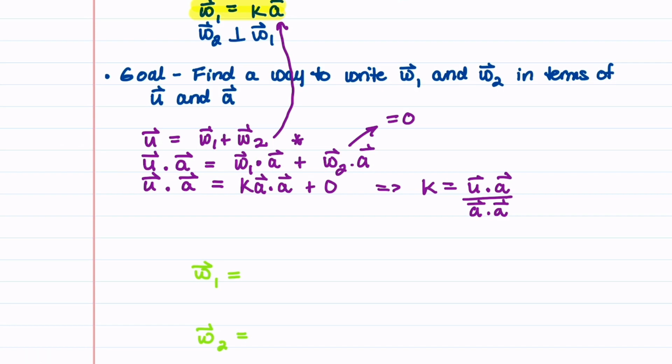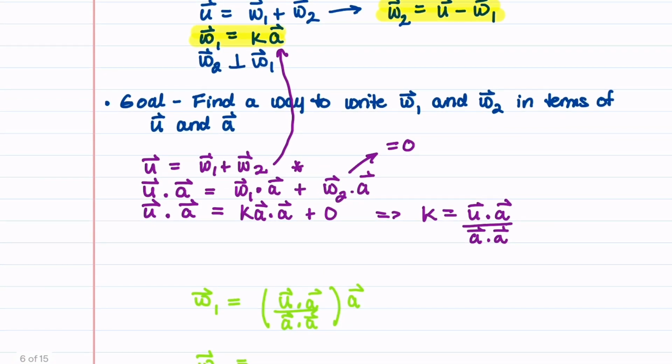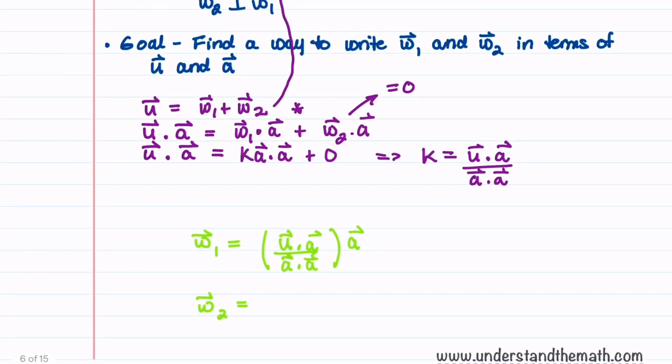So W1 is going to be u dot A over A dot A times A. And then W2, pull this down, is going to be u minus W1. So this is going to be u minus what we got for W1, u dot A over A dot A times A. Okay, we did it. Now we have our orthogonal components of u written in terms of u and A.